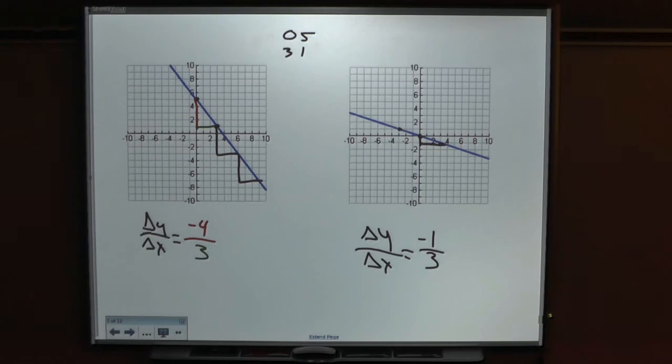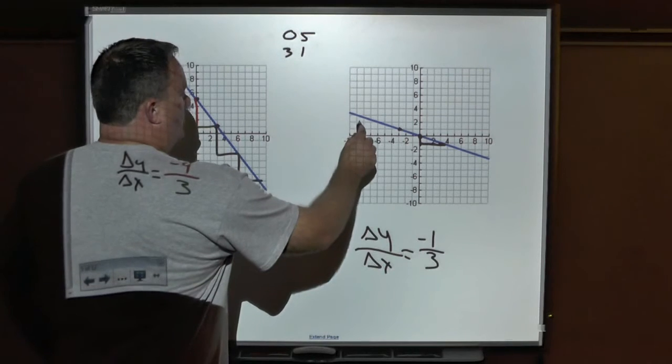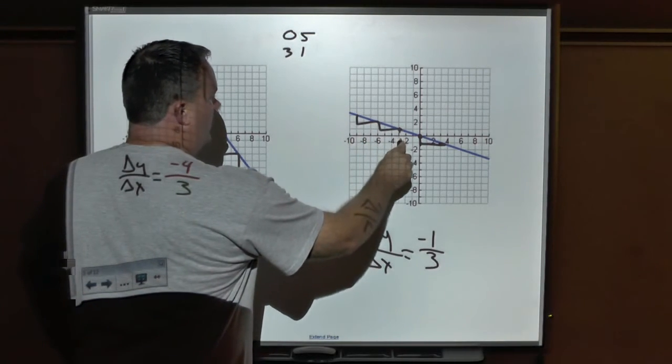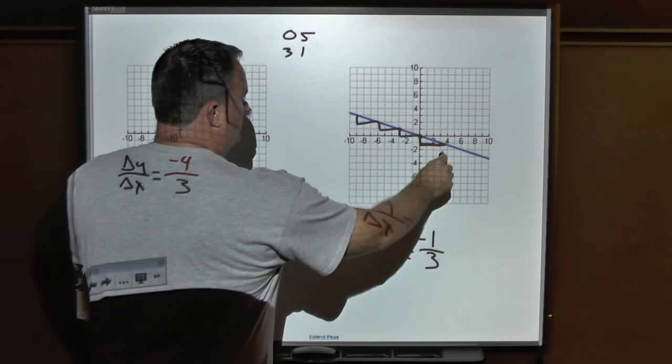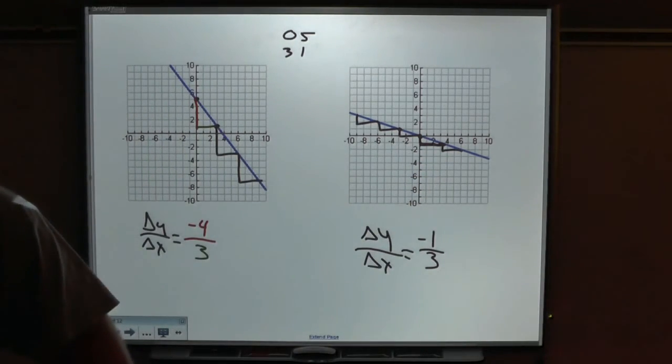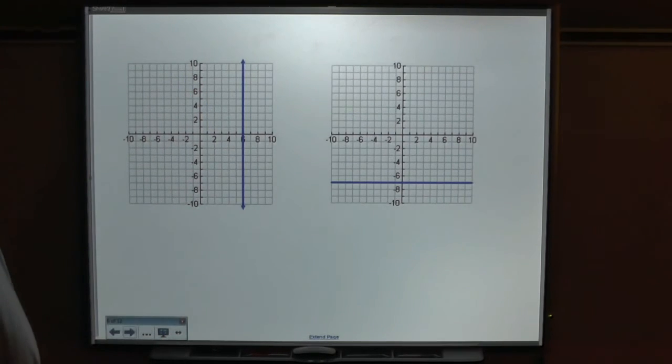Alright, this does not change. This is still a fraction. Leave it as is. Slope of this one is negative 1/3. This means from here, down 1 to the right 3, down 1 to the right 3, down 1 to the right 3. Every single time. Alright? That is the slope of that line. It is a negative slope because it decreases as you look at it from left to right.